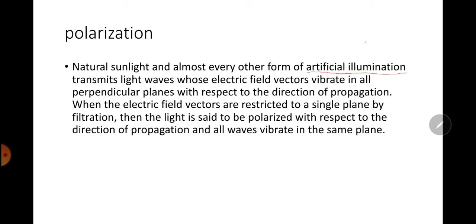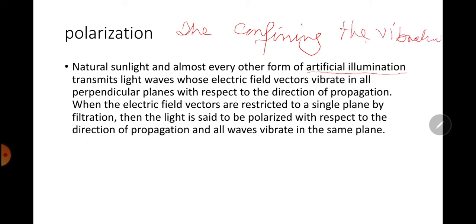Or otherwise you can define it like this. Polarization is the process by which the electric and magnetic vibrations of light waves are restricted to a single plane. For example, the confining of the vibration of light to one particular plane.